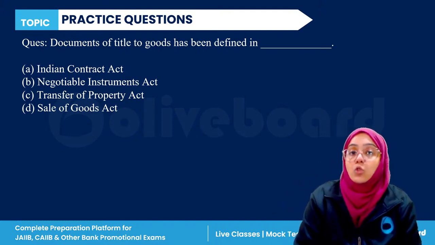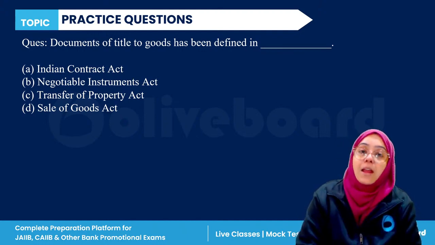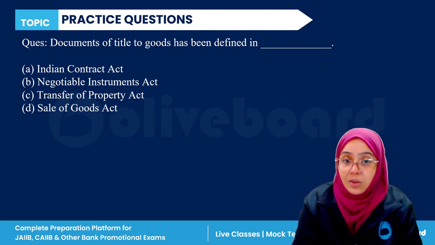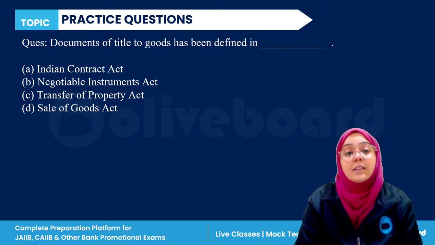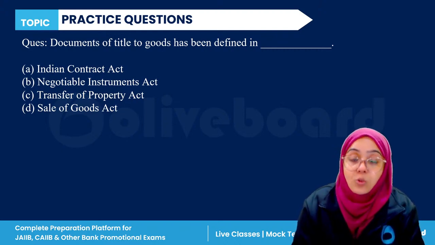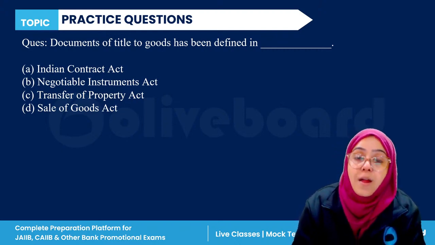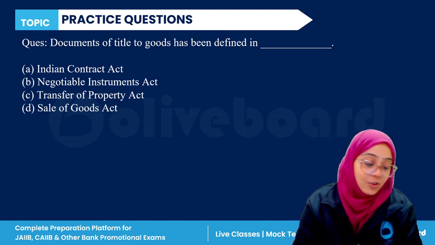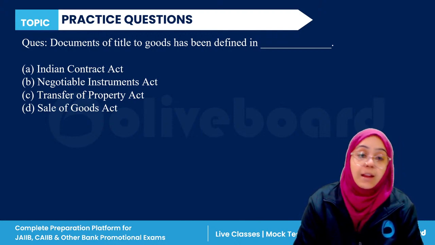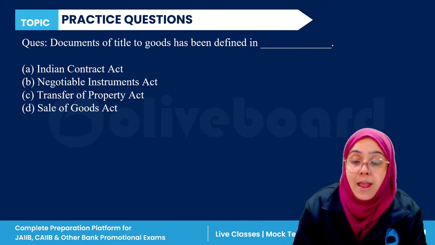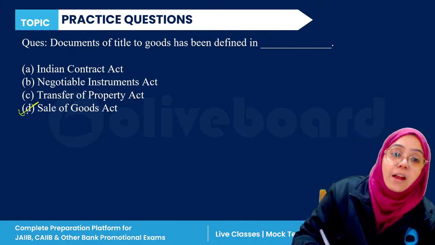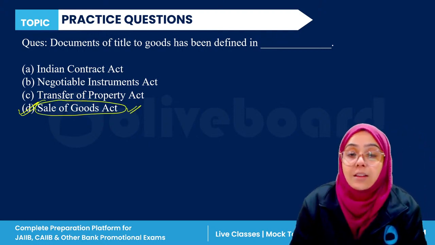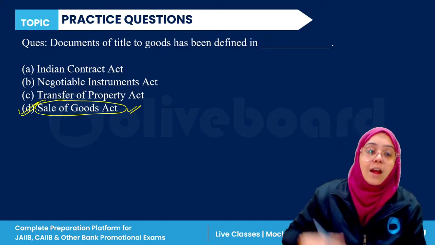Documents of title to goods have been defined in dash: Indian Contract Act, Negotiable Instrument Act, Transfer of Property Act, or Sale of Goods Act. Everyone, please answer this question, guys. So the correct answer: documents of title to goods have been defined under which act? It is defined under the Sale of Goods Act. So the correct answer is C.